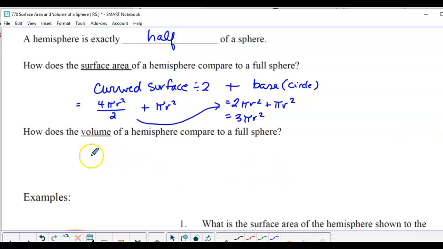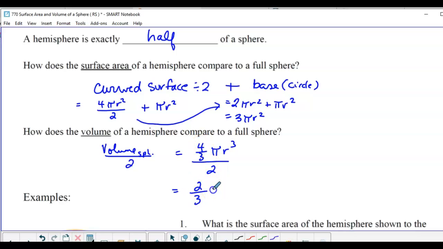Now, how about the volume? It is easy, it's just half. So it's the volume of a sphere divided by 2. So that's going to be 4/3 pi r cubed divided by 2. So what's that going to be? Well, the 2 goes into the 4 twice, so it's going to be 2/3 pi r cubed.